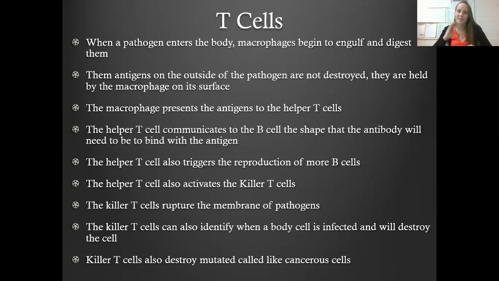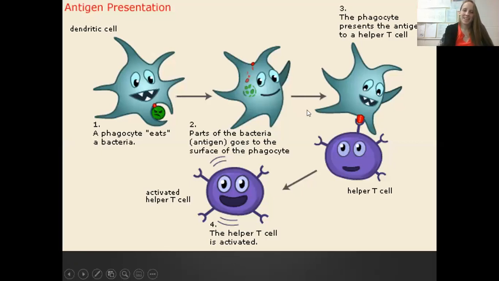It tells the B cell the exact shape of the antibody that it needs to make in order to bind to the antigen. And then the helper T cell also causes more B cells to be produced. It causes them to reproduce. The helper T cell activates the killer T cell. The killer T cell goes and stabs the membranes of the pathogen. It can also stab infected cells, and can kill cancerous cells too. So yeah, this is kind of how that works.